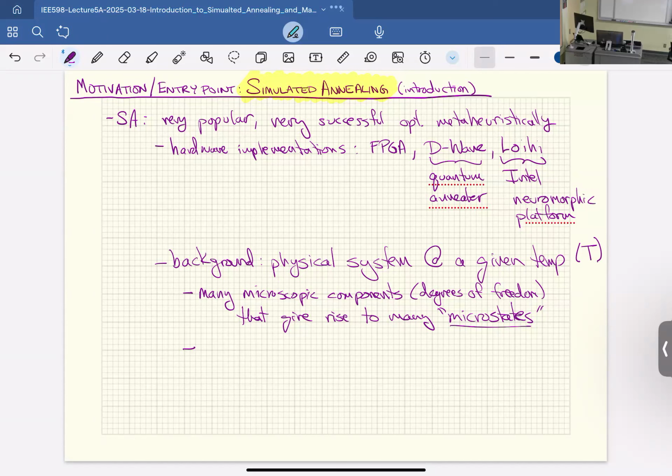Now, some microstates are at higher energy than others.